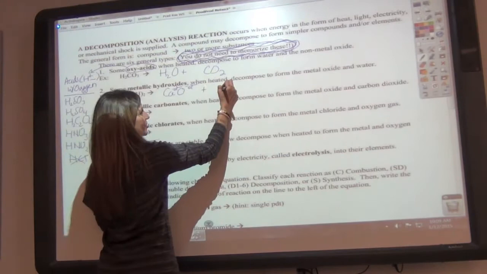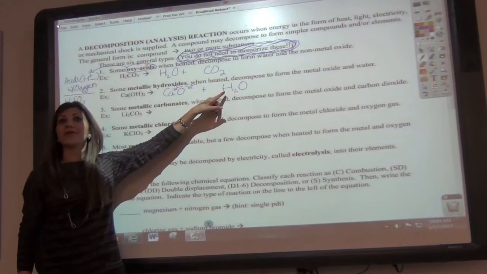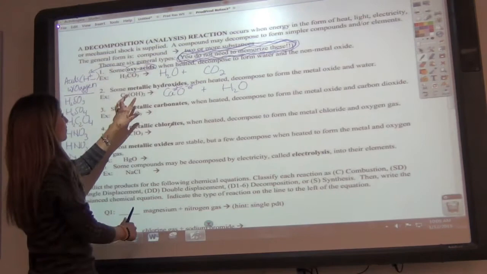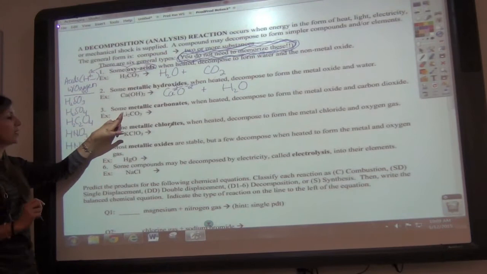1 Ca, 1 Ca. Oh, should we change water to HOH? No, why not? There's no H on the other side. There's an OH, but there's no H on the other side. You need to have H and OH to make that easier, okay? So I've got two O's, one, two O's, two H's, I'm done. That's already balanced. Let's try the next one.